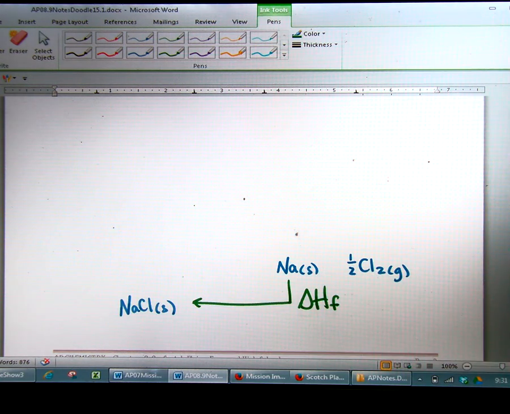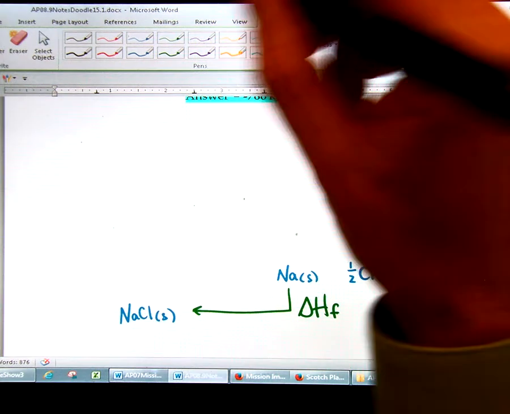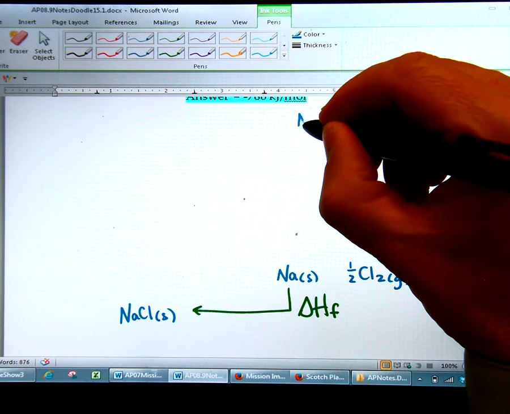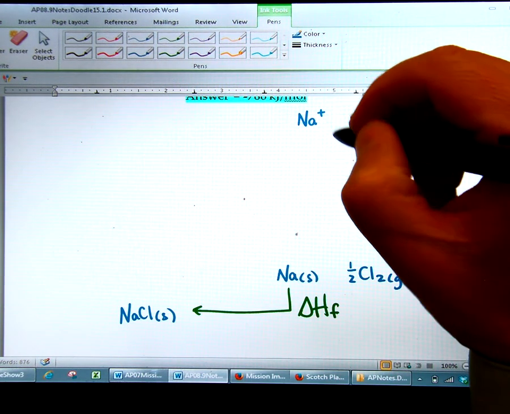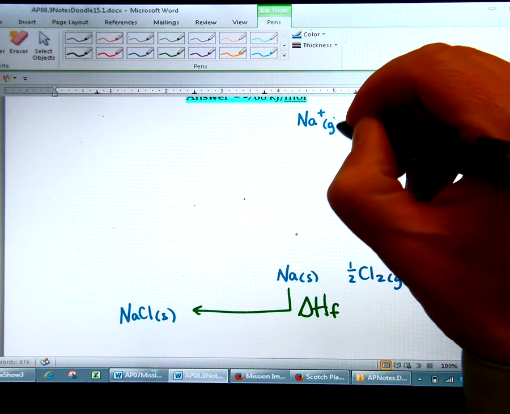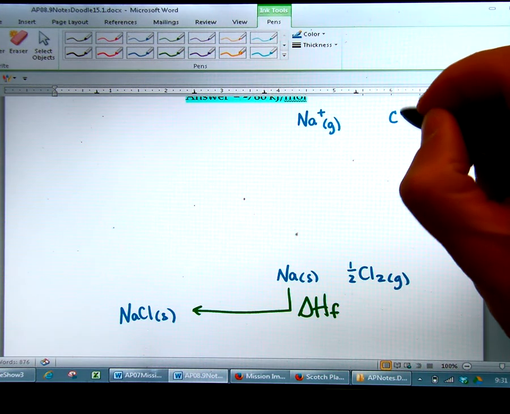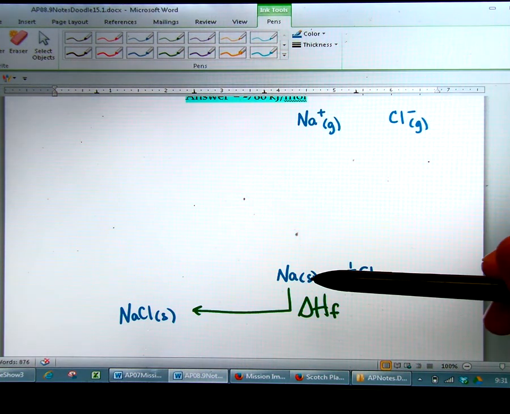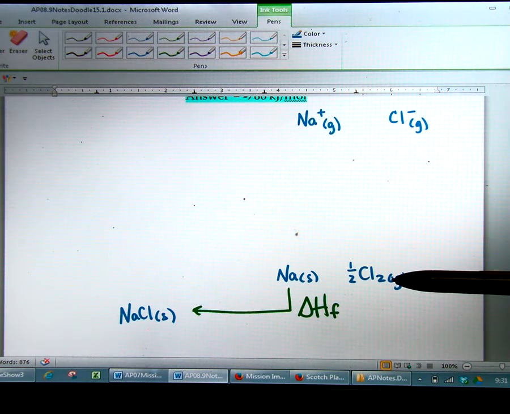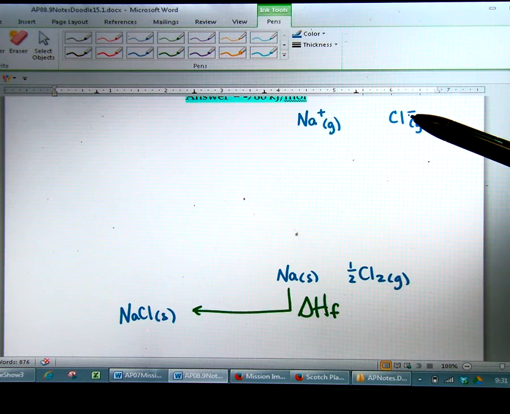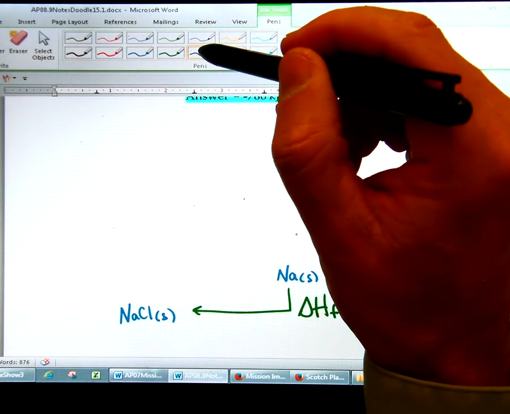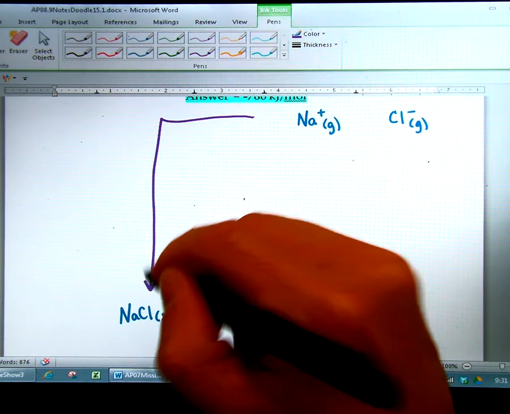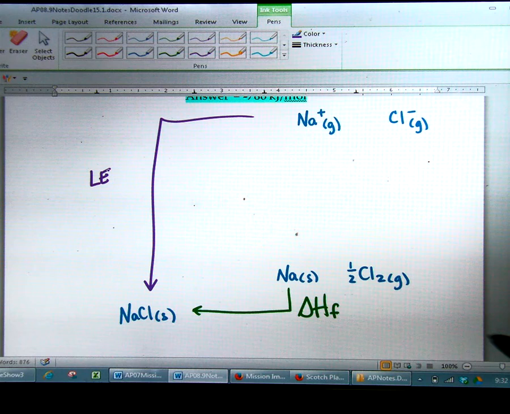Now, what we need to do is we need to also think about lattice energy. Lattice energy is when you form 1 mole of a substance from its gaseous ions. So the ion of sodium is Na+, and it has to be a gas. And the ion of chlorine is Cl-, and that also has to be a gas. So we have to turn sodium solid into sodium plus gas and chlorine gas into chloride gas. And when we eventually go from here to here, that's called lattice energy.